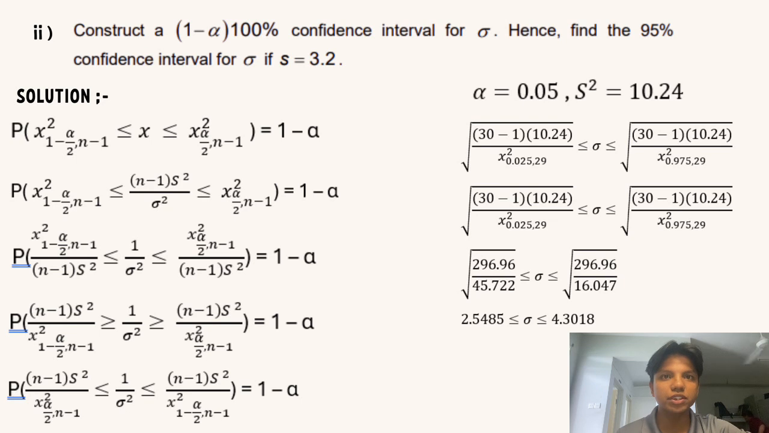We move to Roman 2. Next, we construct a 95% confidence interval for the population standard deviation, given that the sample standard deviation equals 3.2. So, we use this formula and substitute the values. So, we are 95% confident that the population standard deviation lies between 2.485 and 4.3018.